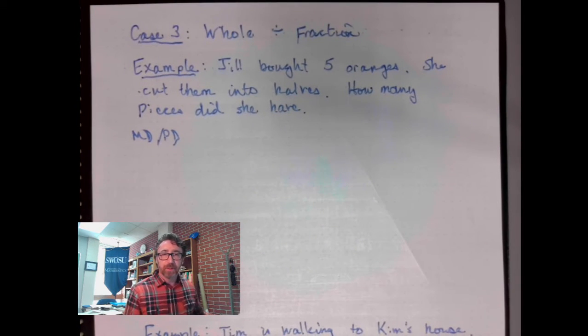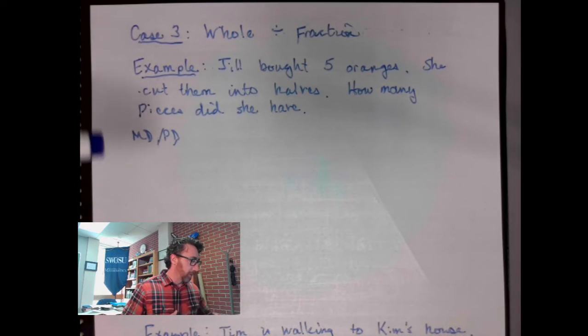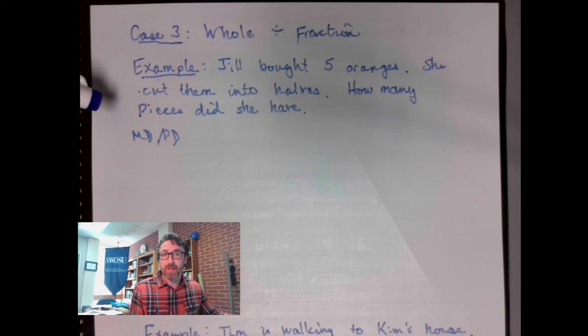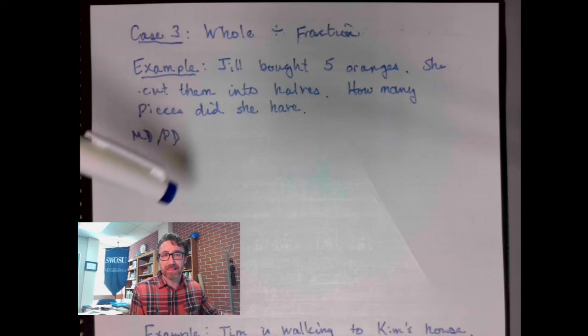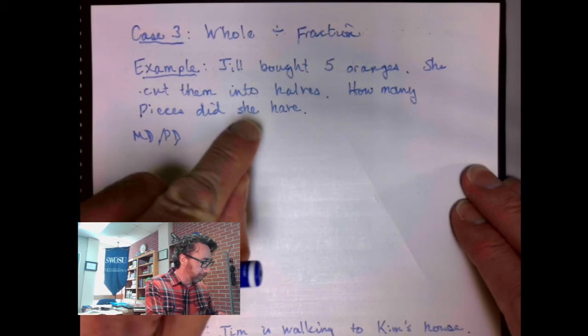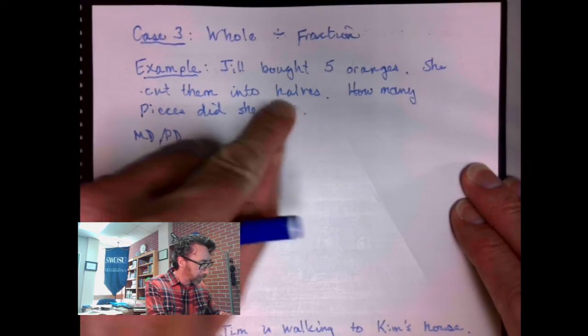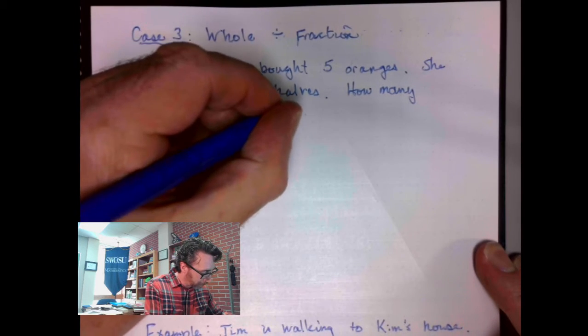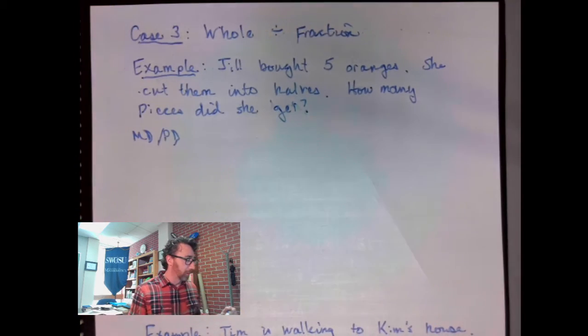Let's go on to case 3 here. Taking a whole number, dividing it by a fraction. So Jill bought 5 oranges. She cut them into halves. How many pieces did she get?